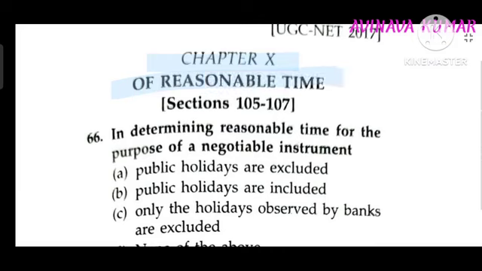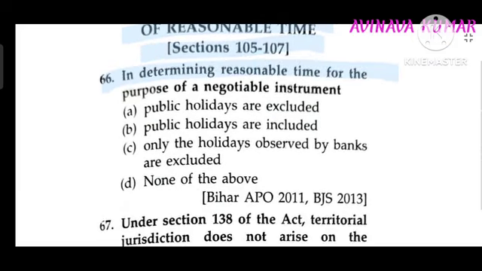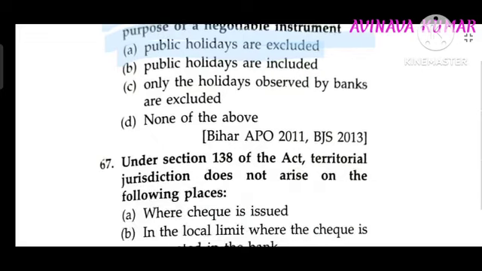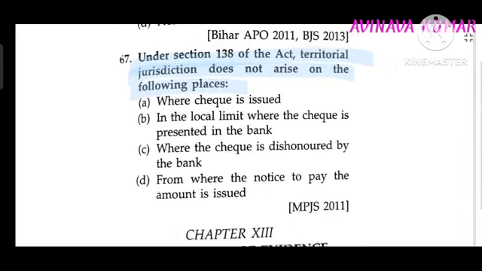Chapter 10 of reasonable time, section 105 to 107. In determining the reasonable time for presentment of a negotiable instrument, public holidays are excluded. Under section 138 of the Act, territorial jurisdiction does not arise on the following places: from where the notice to pay the amount is issued.